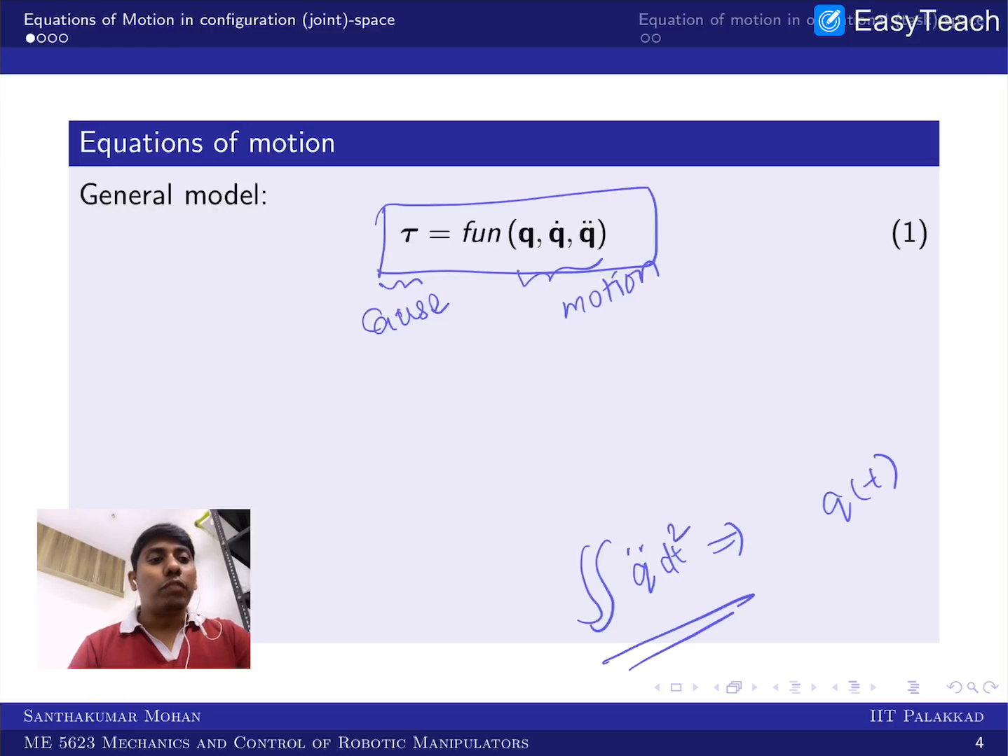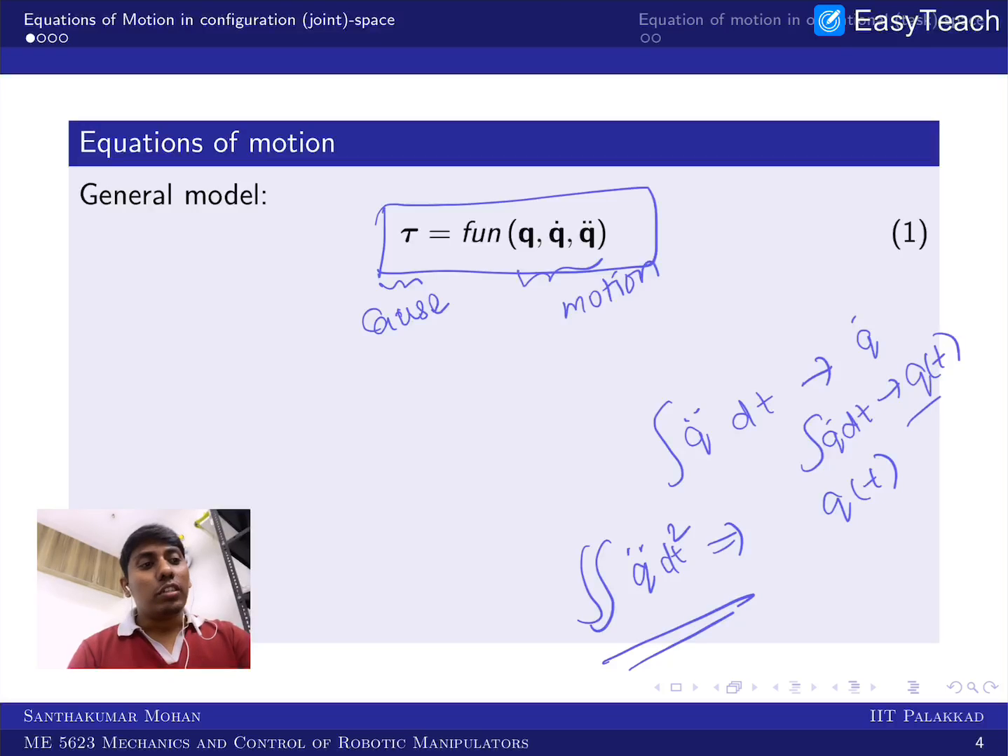For that, we have to first integrate this with respect to time. Then you can see that that would give q dot. Then again integrate q dot with respect to time, and you will get q of t. So this is our interest. Then this equation we can write in another form: f equal to ma plus something. Here a is acceleration, m is inertia, f is input, and this is a remaining vector.